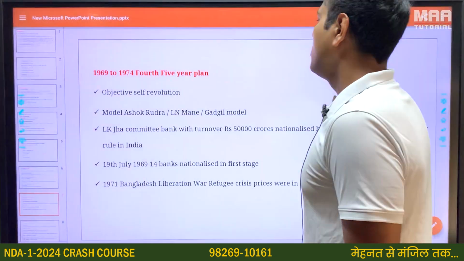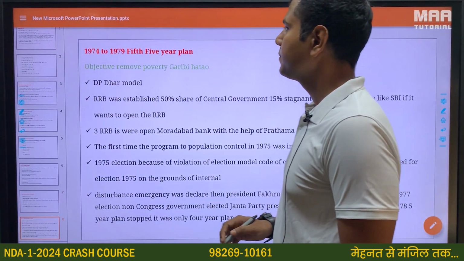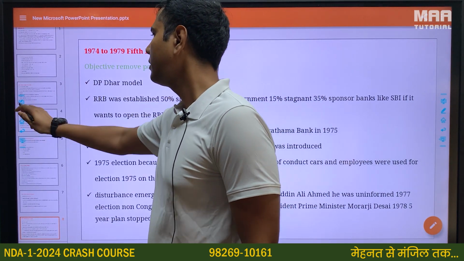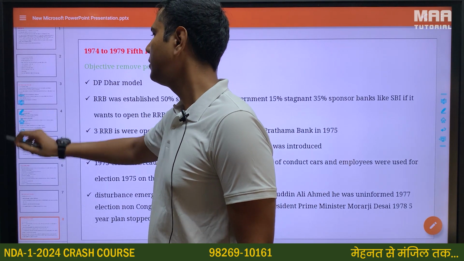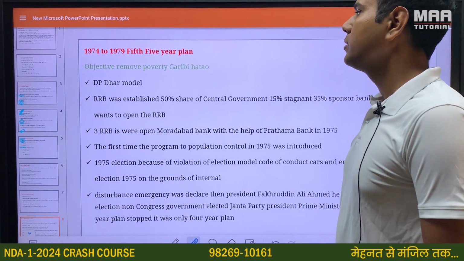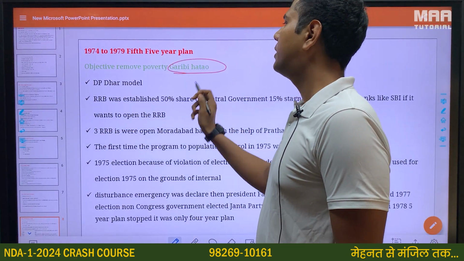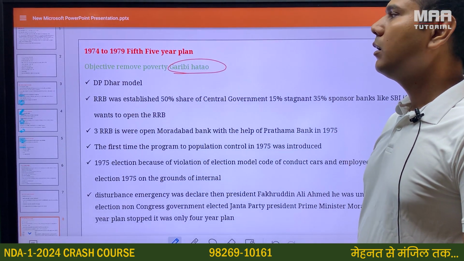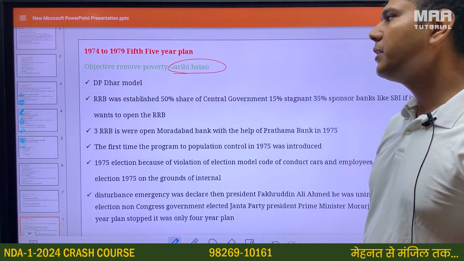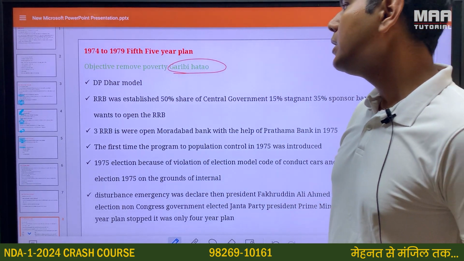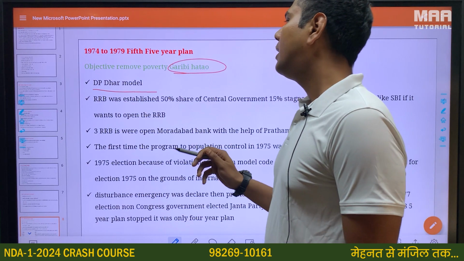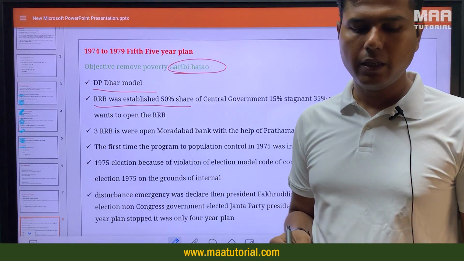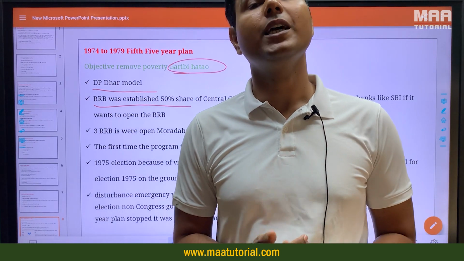Now comes the fifth 5-year plan. The objective was Garibi Hatao. Okay, it's very important. In the fifth 5-year plan, the Garibi Hatao objective was given by Srimati Indira Gandhi ji, our then Prime Minister. This model is called the DP Dhar model. RRBs were established. See, the idea was to ensure that the banks are in rural areas as well.